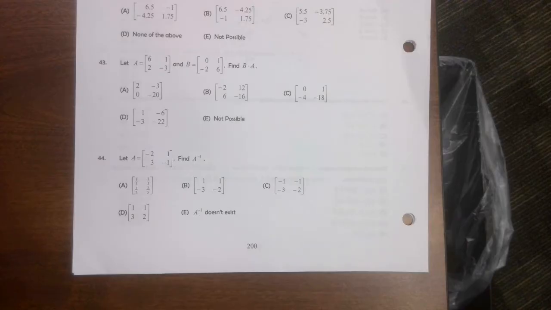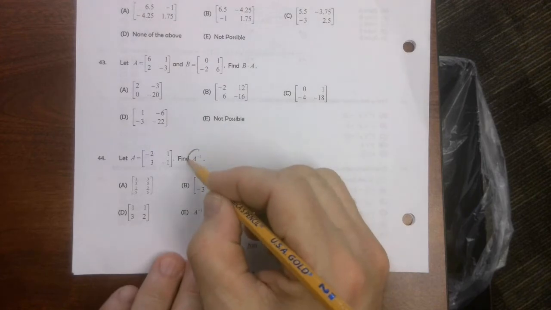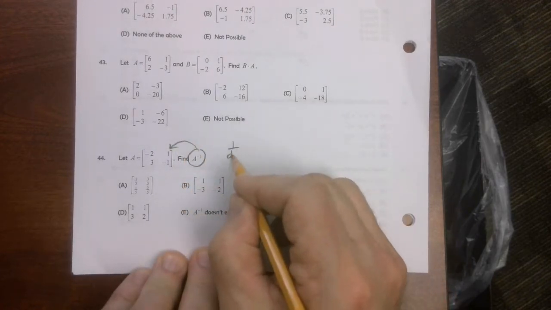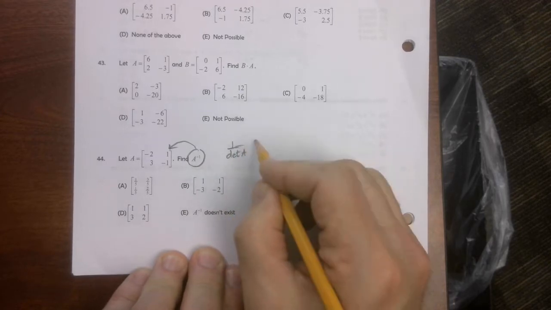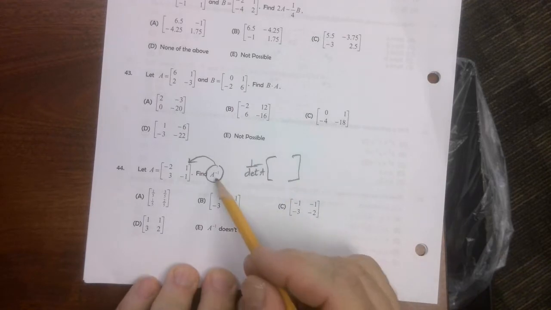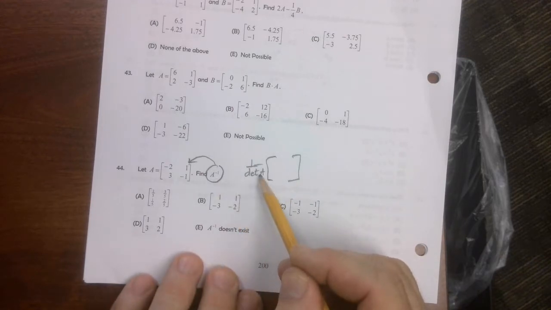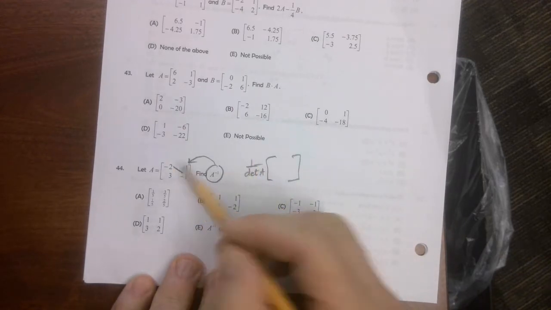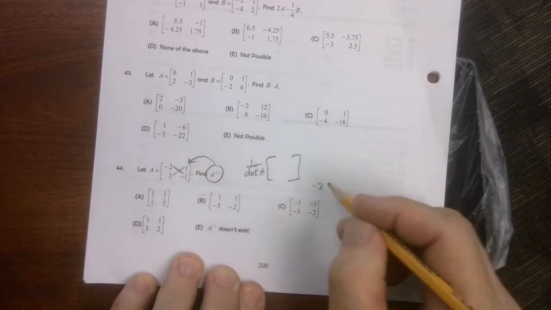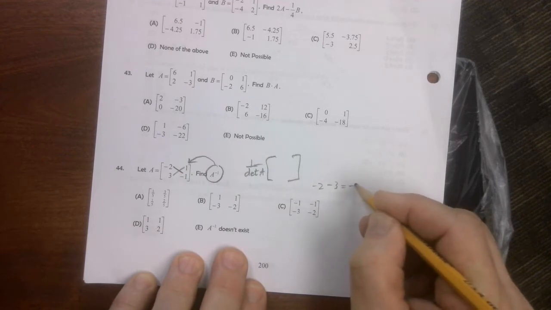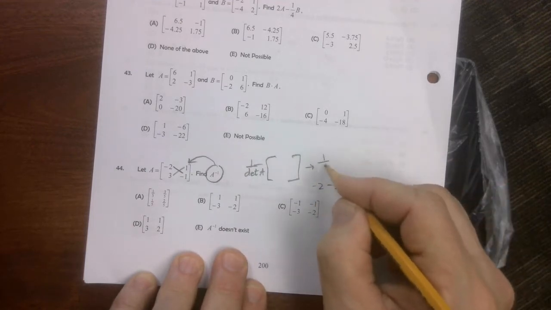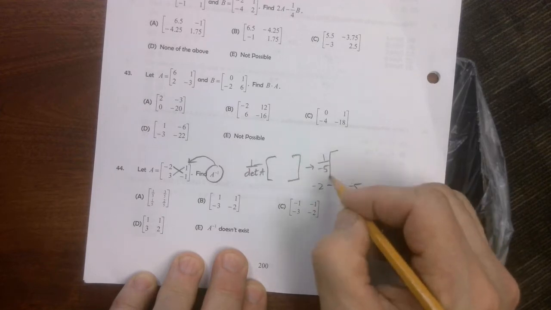All right, number 44. This is asking us to find the inverse matrix of this. So the formula would be this, and then I'll show you what to do. So the first thing we have to do is find the determinant of A, and that would be negative 2 minus 3, which would be negative 5. So this would be 1 over negative 5.